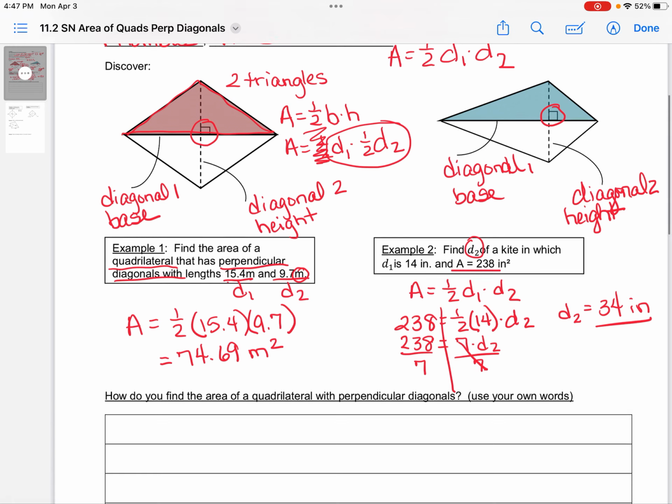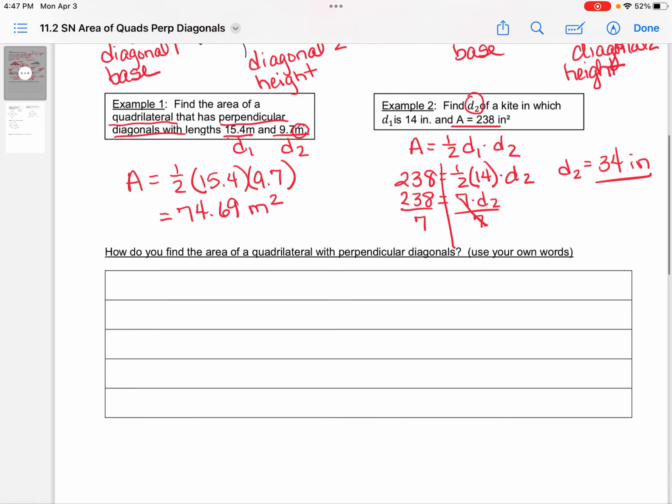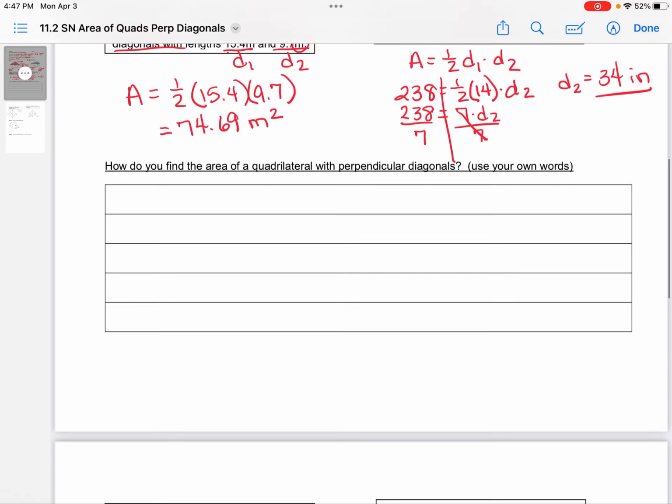Your paper may not have a space to write how you find the area of quadrilaterals with perpendicular diagonals, but it might be good for you to think about how you would write it in your own words, how to find the diagonal, and a way maybe to remind yourself that there's a half in there.